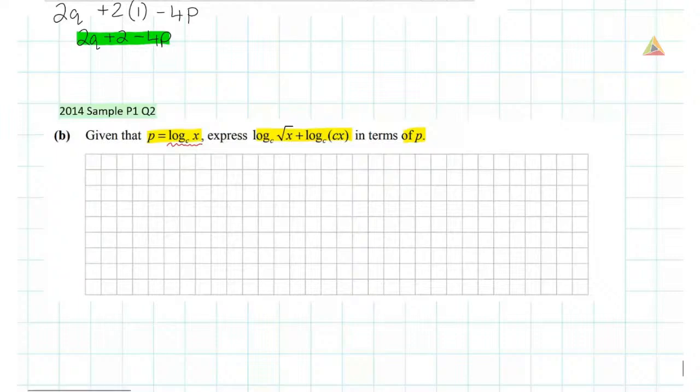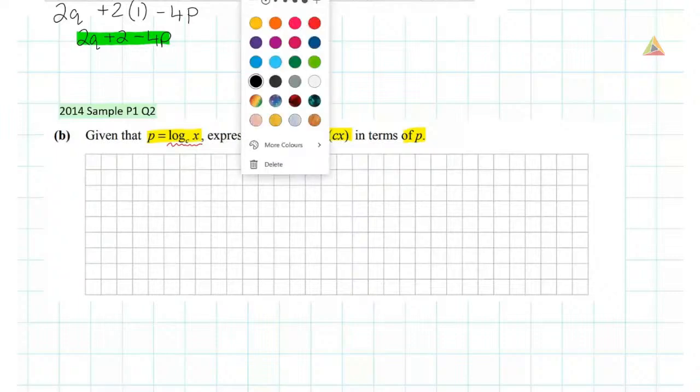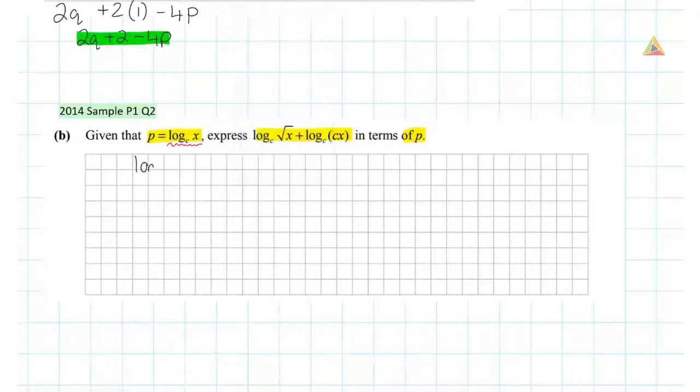So let's just write out exactly what we have. We have log base c of root x, and we have log base c of c times x. So the first thing I'm going to do is I'm going to use my laws of indices, first of all, to change that square root of x to x to the power of a half. So that's going to be log to the base c of x to the power of a half. So square root is always to the power of a half.